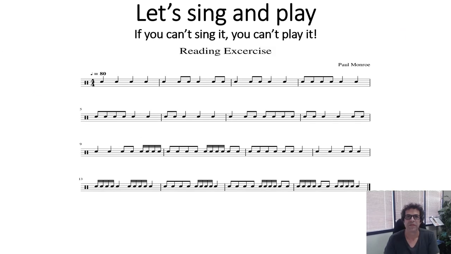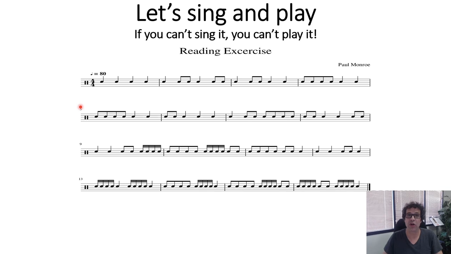So now we're going to clap out some rhythms together. And like I said, if you can't sing it, you can't play it. As we can see here, our tempo is 80 beats per minute. So here's our 80 beats per minute. One, two, three, four. One, two, three. That's our 80 beats per minute.